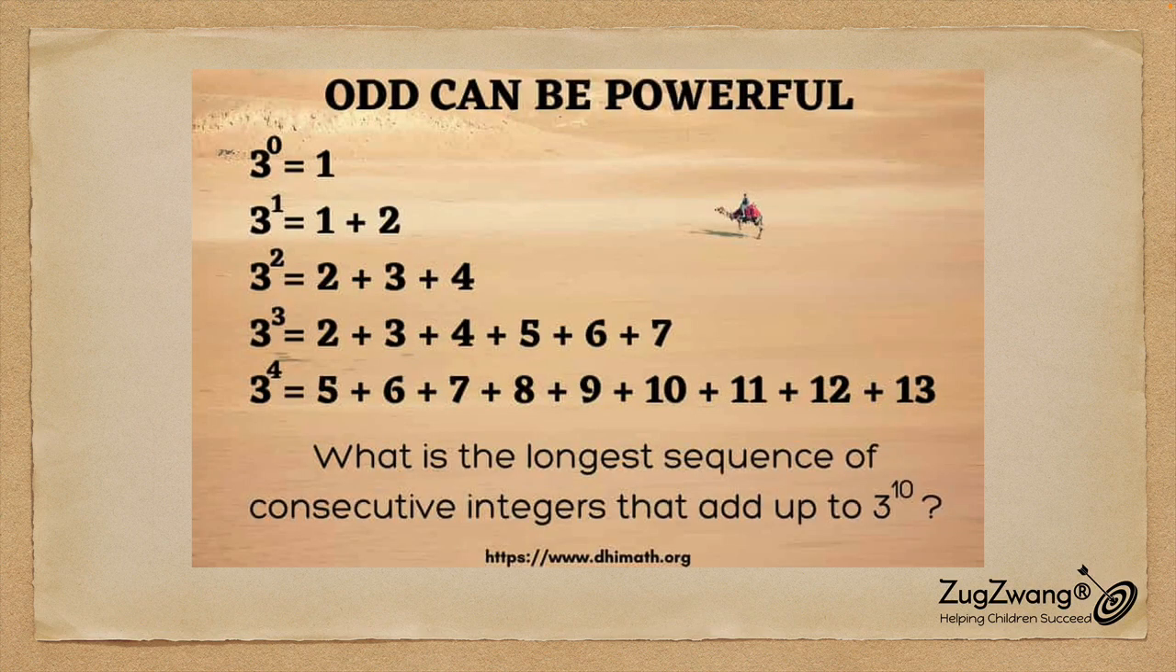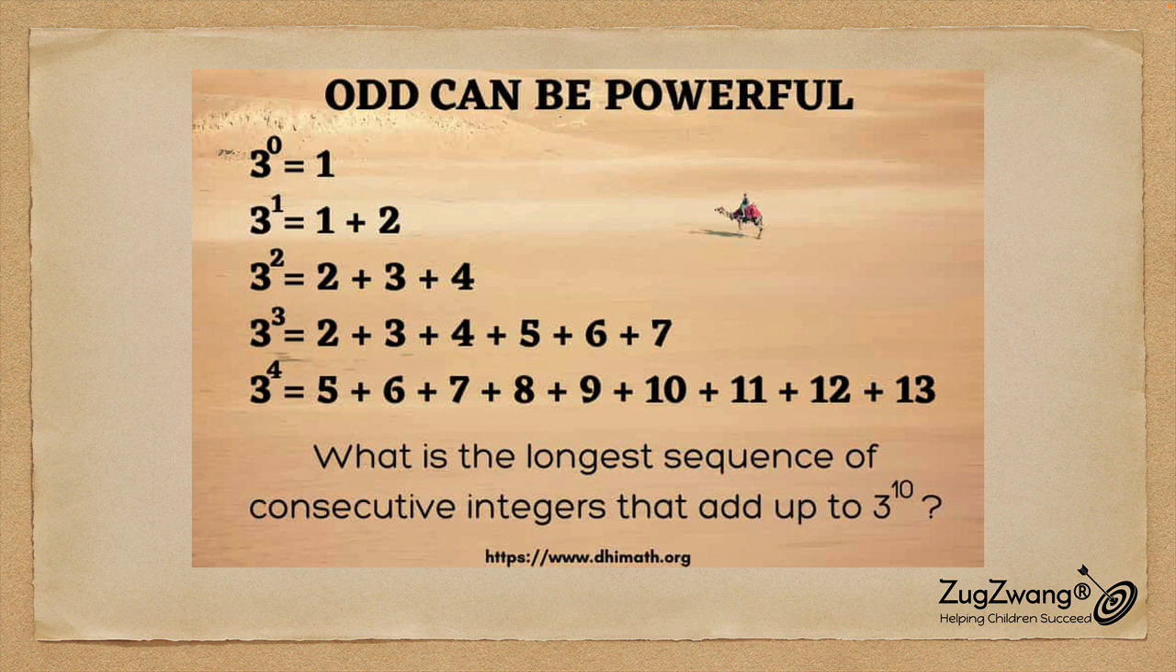Let's get started. This is a problem that was posted in DMAT. You have the powers of 3 being expressed as the sum of consecutive numbers. So 3 square, which is 9, is 2 plus 3 plus 4. And 3 power 4, which is 81, is basically 5 all the way to 13. The question says, what is the longest sequence of consecutive integers that add up to 3 to the power 10?